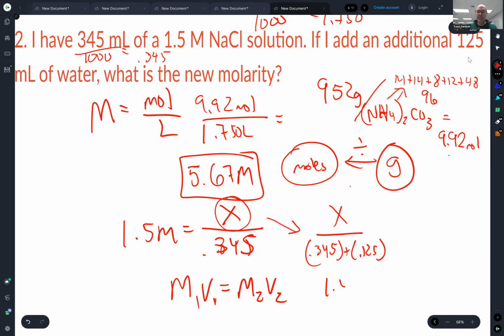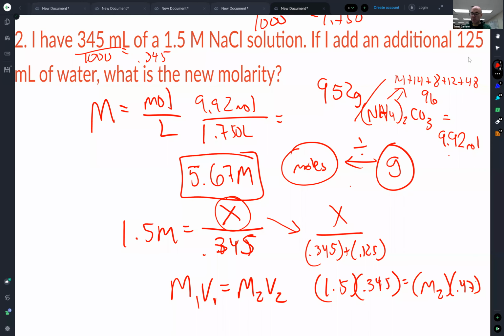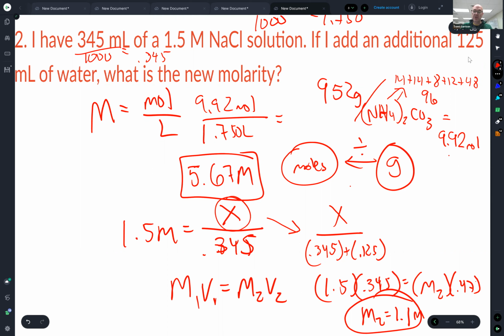So my original molarity is 1.5. My original volume is 0.345. I know now that I've added 125 to that 345 original milliliters to be 470. So I could look for my new molarity simply by solving this math problem. 1.5 times 0.345 divided by 0.47, and I get 1.1, and the unit for that one is molarity. All right, well, that's a much simpler task than having to do 2 problems with the molarity formula.